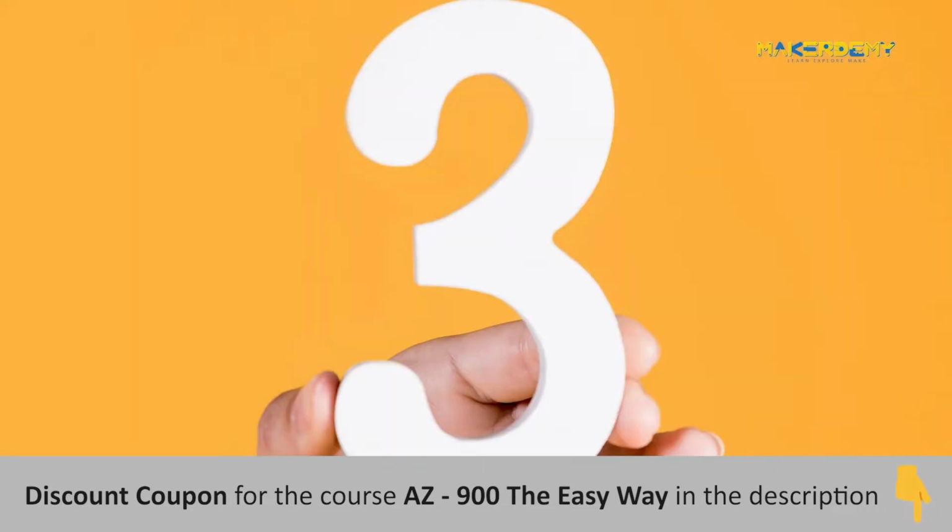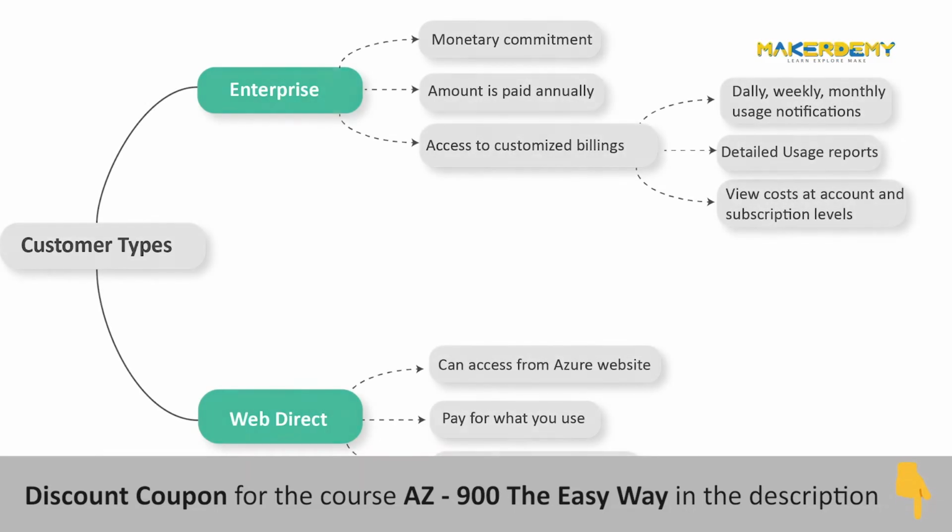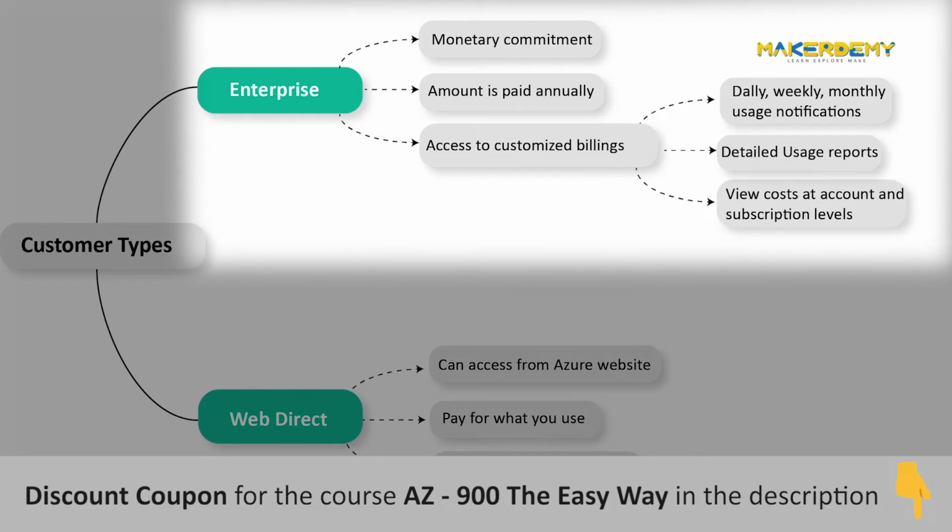The Azure products and services are available for three main customer types. They are Enterprise. These customers pay upfront before using their Azure products and services, known as monetary commitment. This amount is paid annually by the customers. They also have access to customized Azure billing like daily, weekly, or monthly usage notifications, downloading detailed usage records, and viewing costs at the account and subscription levels.